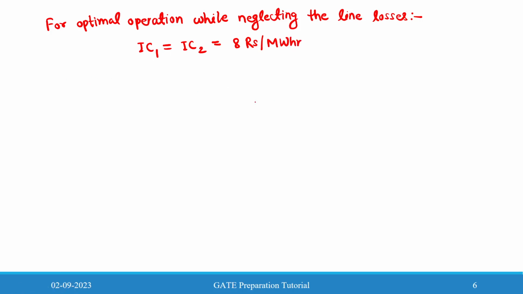Sir, incremental cost 1 means for generator 1, and incremental cost IC2 means incremental cost for generator 2. So we can find out first the PG1. You can also draw the diagram.